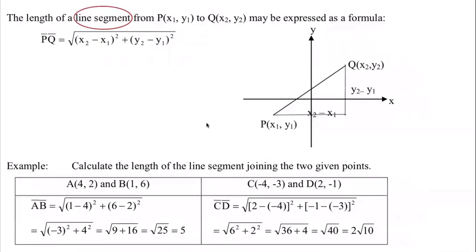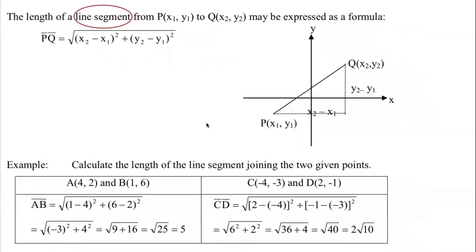If we look at the diagram here, we can see the formula is based on the Pythagorean theorem. This is the line segment that we're trying to find, the length of PQ, with Q at (x2, y2) and P at (x1, y1). If we draw 2 line segments that are perpendicular to each other, we can find that. Let's call this point R.